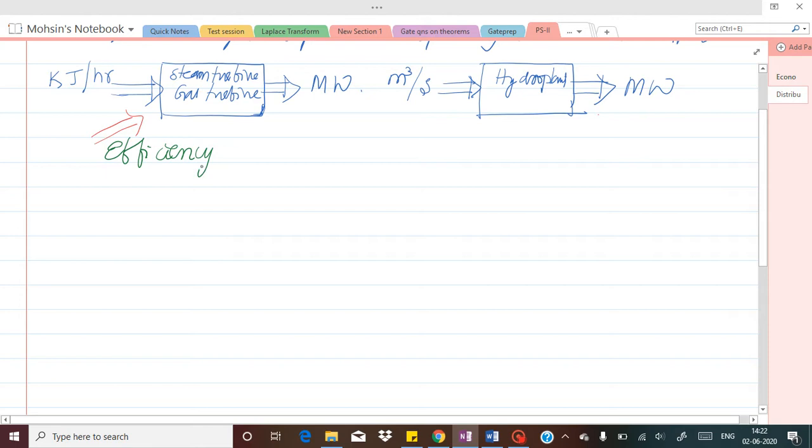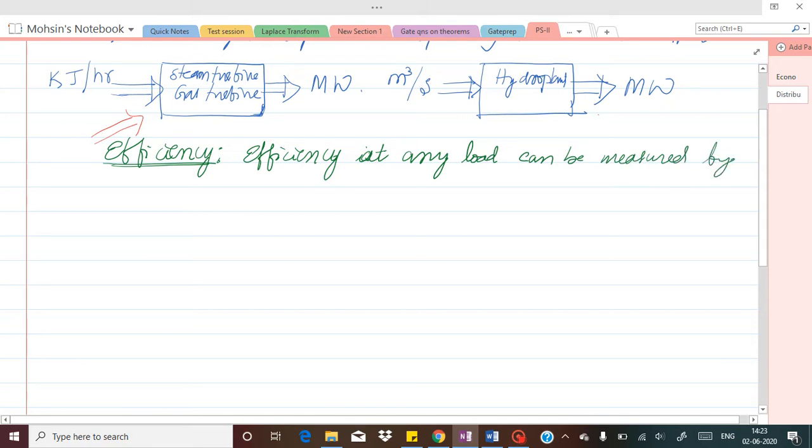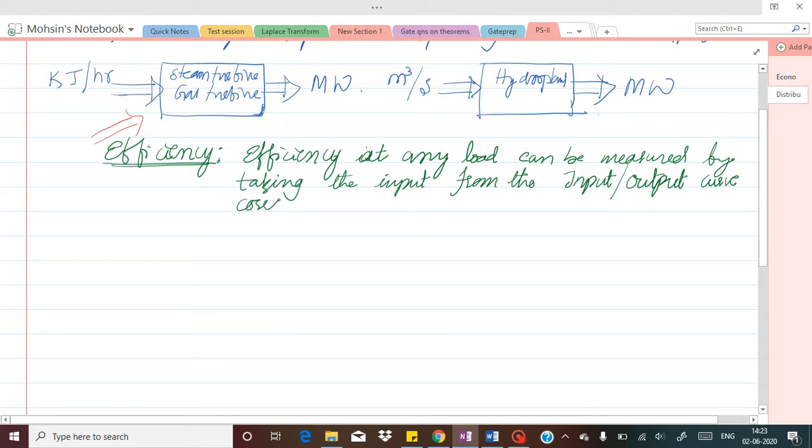So efficiency is calculated, I'll just write: efficiency at any load can be measured by taking the input from the input output curve corresponding to the load.